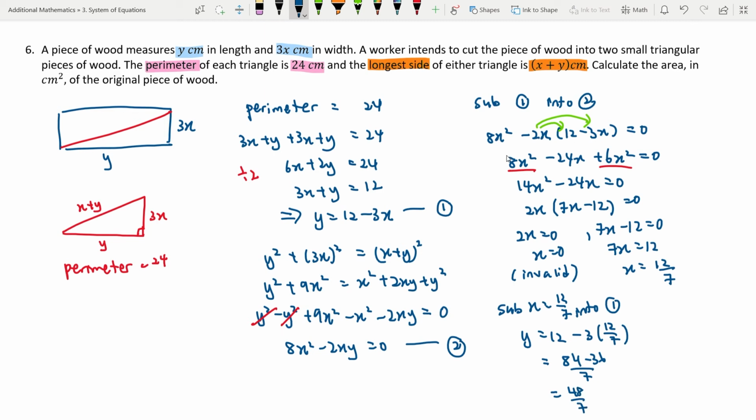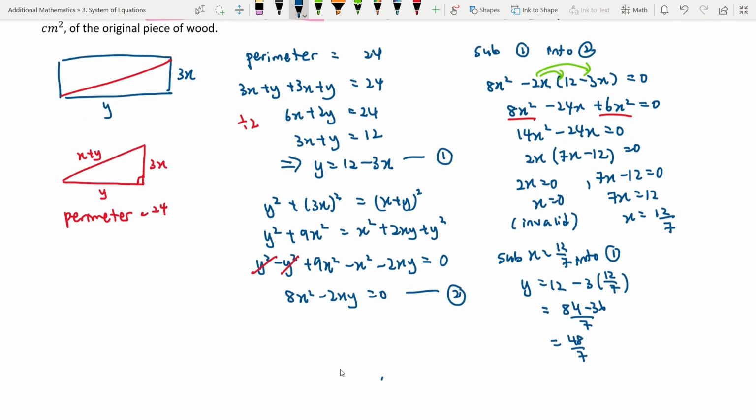The question is not asking for the values of x and y, but they are asking for the area of the original piece of wood. Therefore, the area is 3x multiplied with y, that is 3 times 12 over 7 times 48 over 7. Hence, the area is 1728 over 49 cm square.